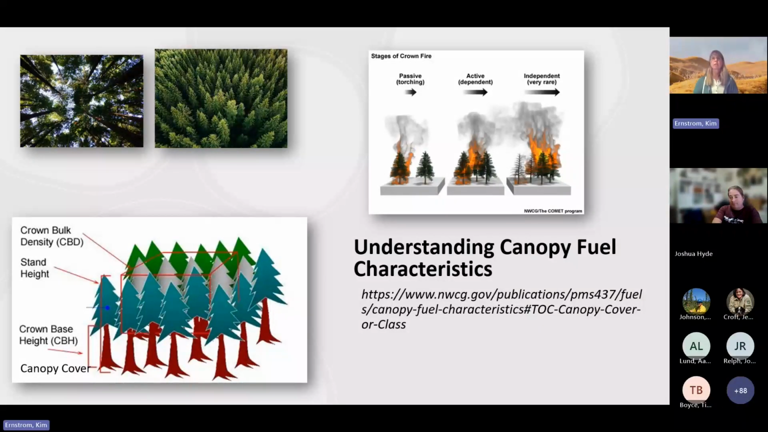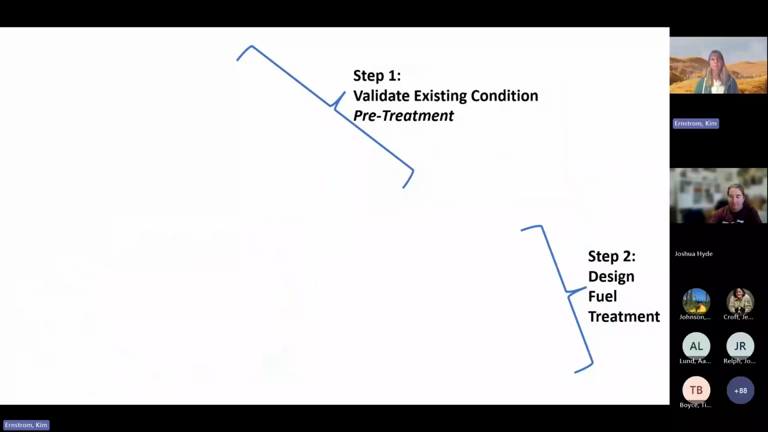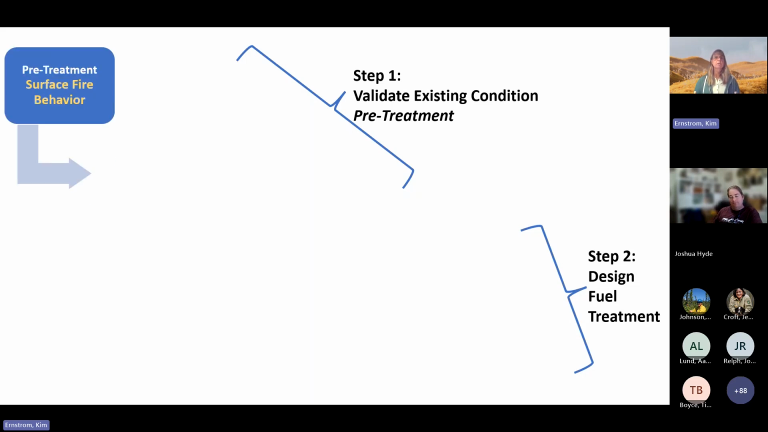So those are the four canopy characteristics that we can manipulate that are going to affect crown fire behavior and spotting and torching. So that's why these are the two pieces of the puzzle when it comes to adjusting our rules for our fuels treatment. So I think of it as two steps. The first step is validating what we have there currently. What is our pre-treatment condition, right? So we look at surface fire behavior first. What kind of fire behavior are we getting now before we do anything? What's the flame length? What's the rate of spread?